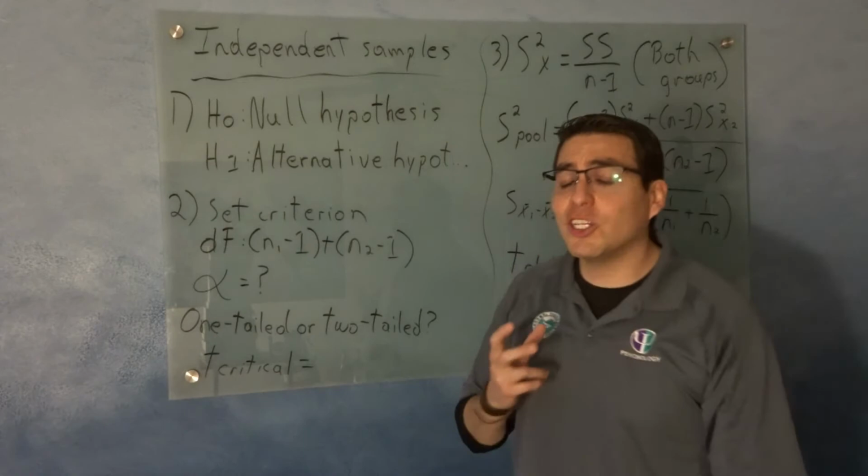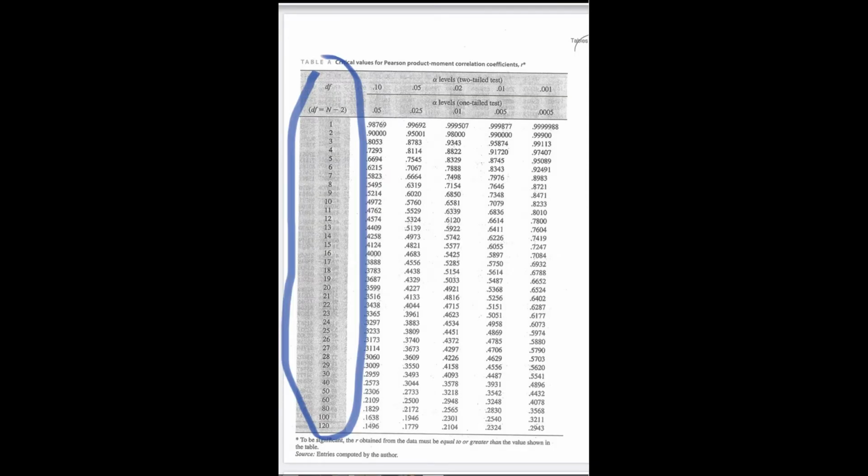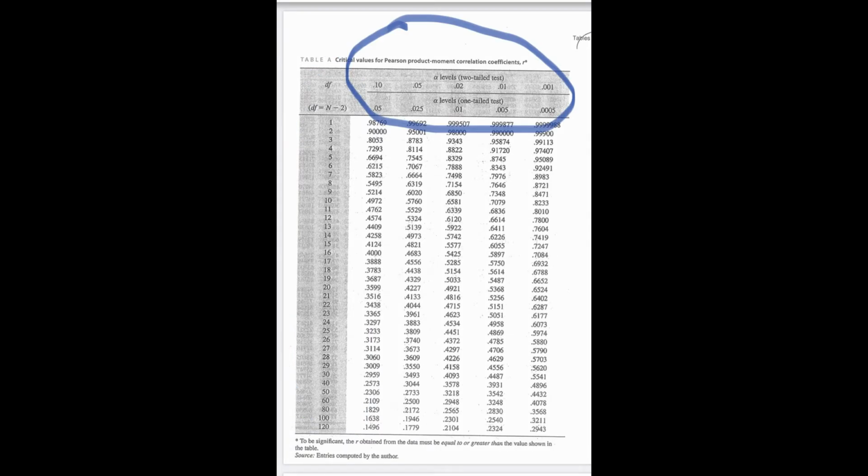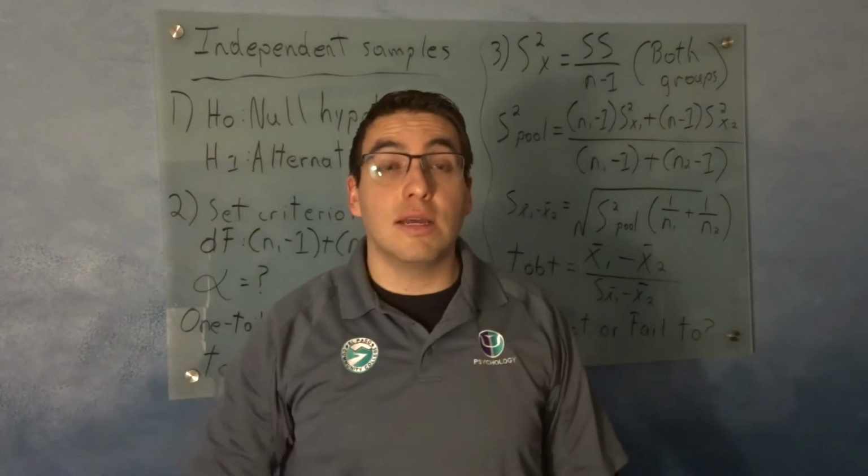If you check your t-table that I gave you last time that we met, the t-table needs to know the degrees of freedom, which is on the side. And then on top, it's asking you if it's a one-tailed or a two-tailed. Whether it's a one-tailed or a two-tailed depends on how you word this.